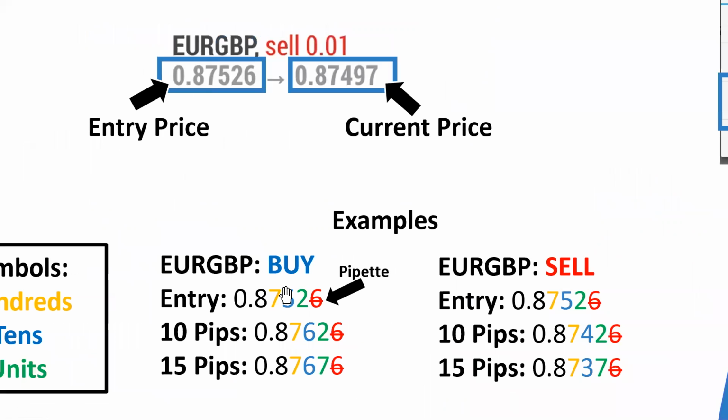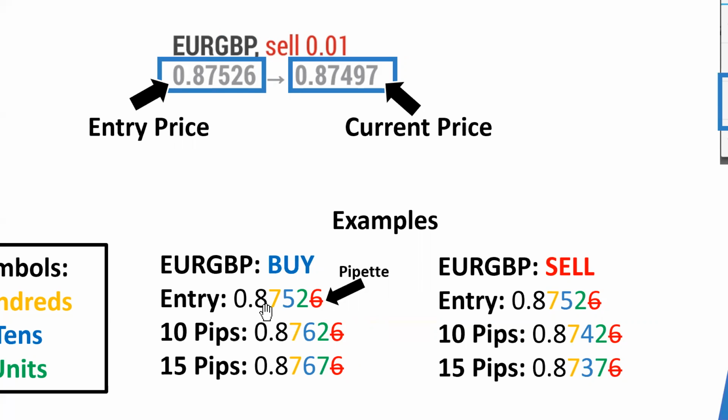So say, for example, my entry is this. If it's a buy, we can see that's the pipette. The last digit's the pipette. The next one's the unit, and that's the 10. And that's the 100. So say, for example, I wanted to know how much is a buy. Buy, we add on a number.